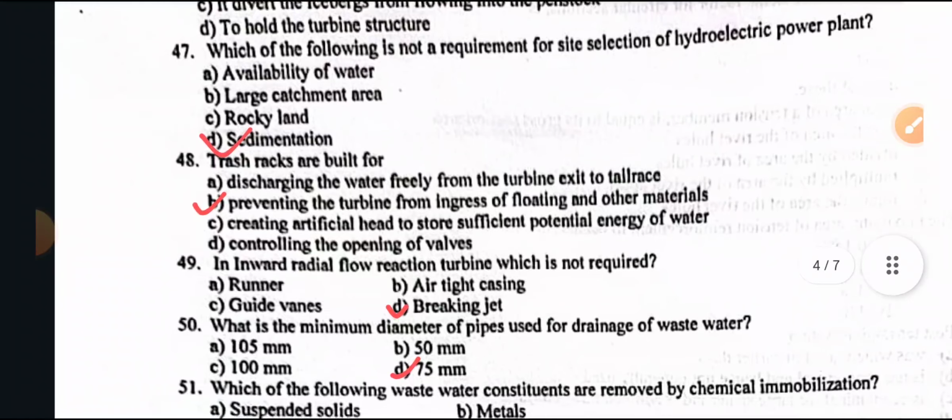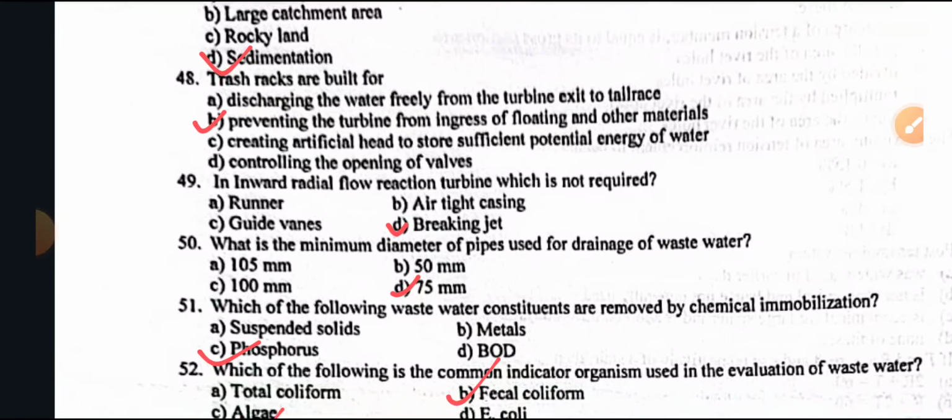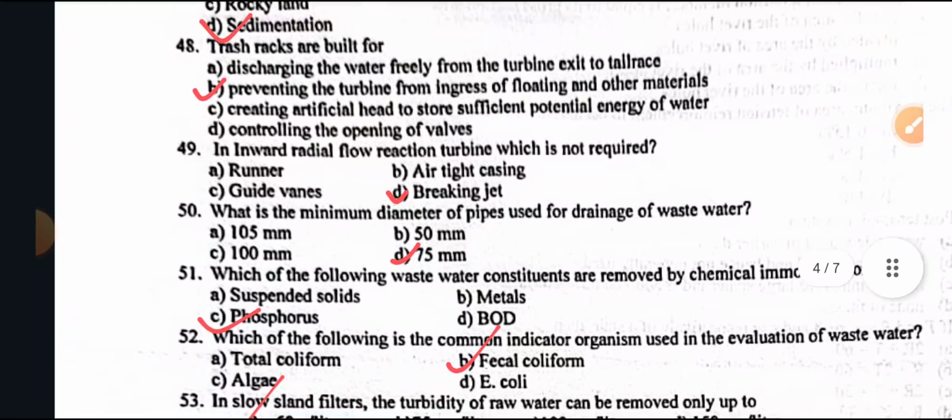Trash racks are built for preventing the turbine from ingress of floating and other materials. In an inward radial flow reaction turbine, which is not required? Braking jet is not required in an inward radial flow reaction turbine. What is the minimum diameter of pipes used for drainage of wastewater? Minimum diameter for outlet of wastewater, the diameter minimum should be 75 mm.